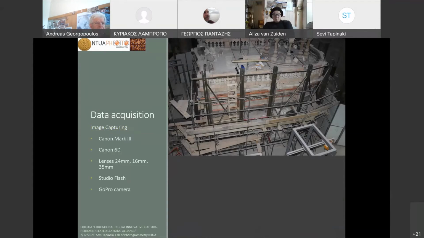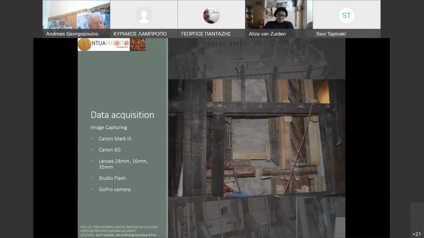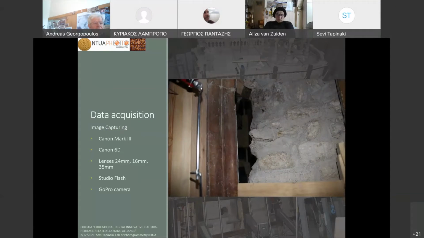We can see here some examples of imagery of the exterior. You can see there were a lot of obstacles like the scaffolding. We had to take very close images like this one to have the details of the object that we had to document.